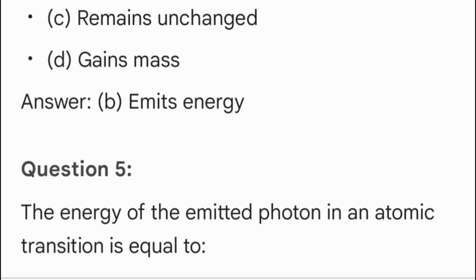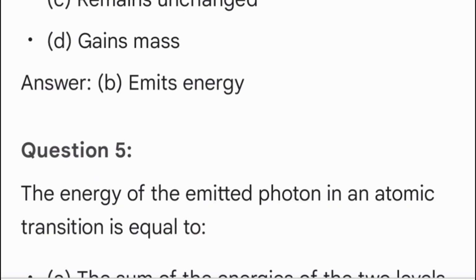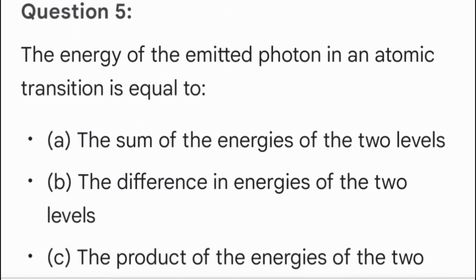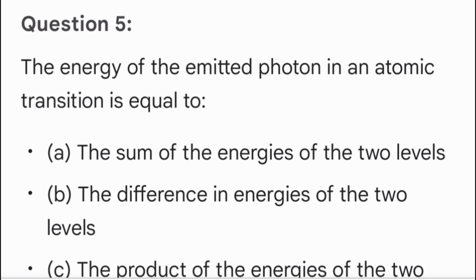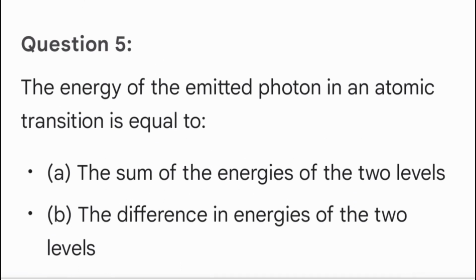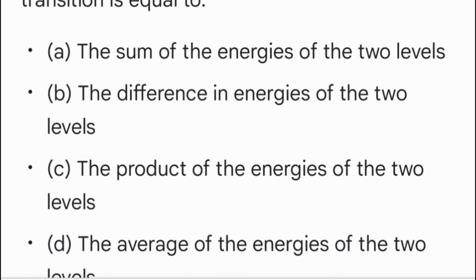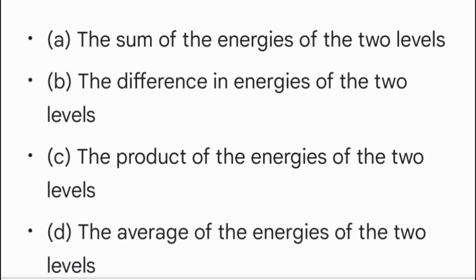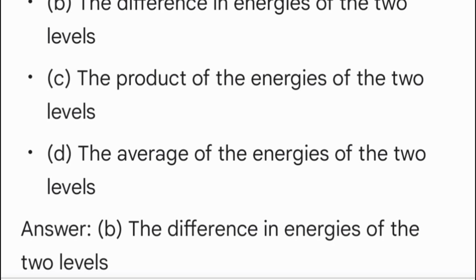Question 5. The energy of the emitted photon in an atomic transition is equal to A. The sum of the energies of the two levels, B. The difference in energies of the two levels, C. The product of the energies of the two levels, D. The average of the energies of the two levels. Answer: B. The difference in energies of the two levels.